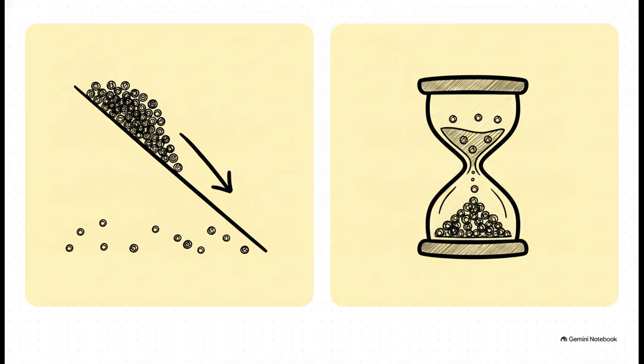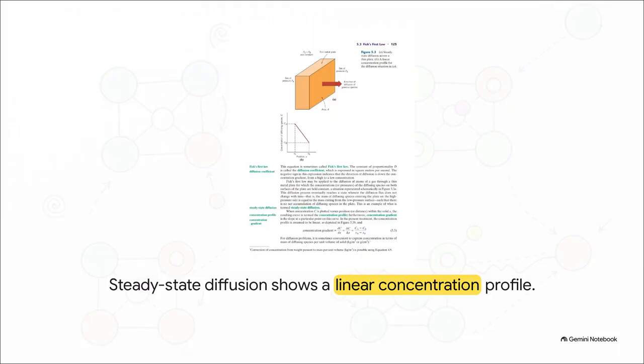Atoms naturally want to flow from an area of high concentration to an area of low concentration. It's exactly like a ball naturally rolling down a steep hill. Fick's second law, on the other hand, deals with non-steady state diffusion. This is much more common in reality, where the concentration gradient actually changes over time as the atoms pile up or deplete. So what does Fick's first law look like in action?